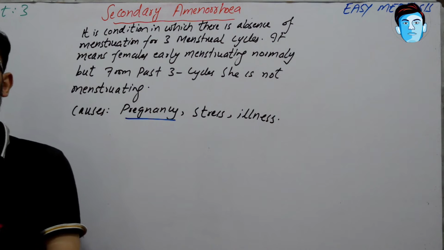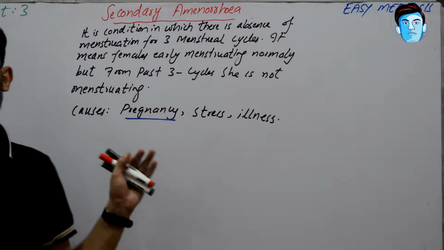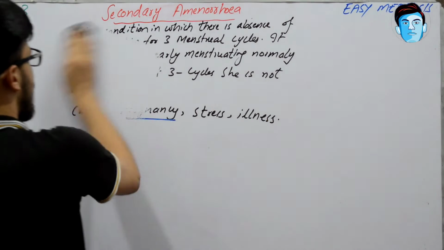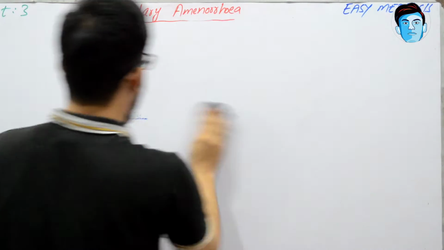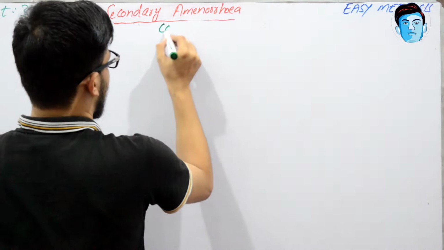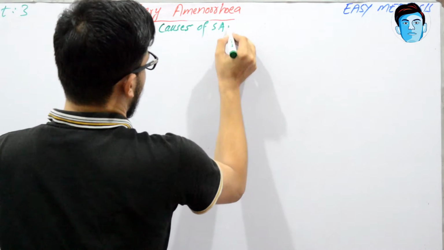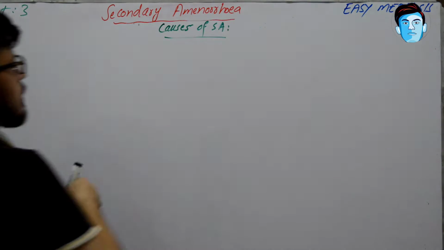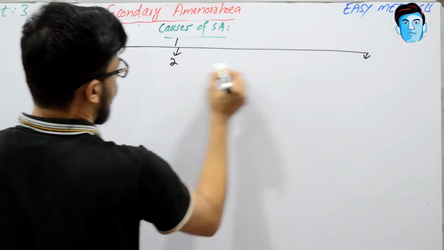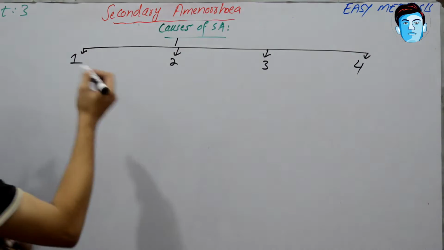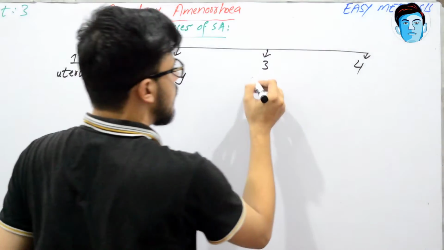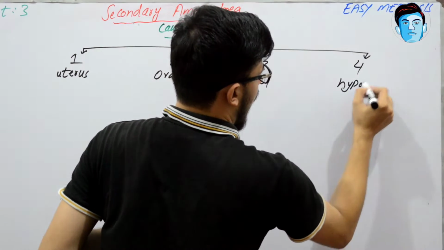Now the major causes of secondary amenorrhea are broadly categorized into 4 compartments, likewise in primary amenorrhea. So here we will be discussing the major causes of secondary amenorrhea compartment wise. It is categorized into 4 compartments. Compartment 1 consists of the uterus, compartment 2 consists of ovary, compartment 3 consists of pituitary gland, while compartment 4 consists of hypothalamus.